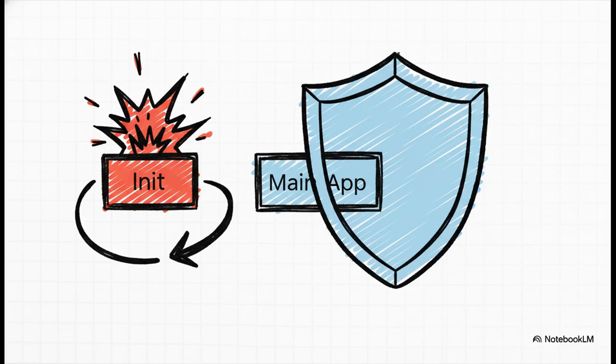And the answer is actually one of the best parts of this whole pattern. Kubernetes won't just fail and give up. The pod will just sit there in an init state, and it will keep retrying the init container based on the pod's restart policy. Your main app is completely protected. It won't even try to start until that pre-flight check is 100% successful.